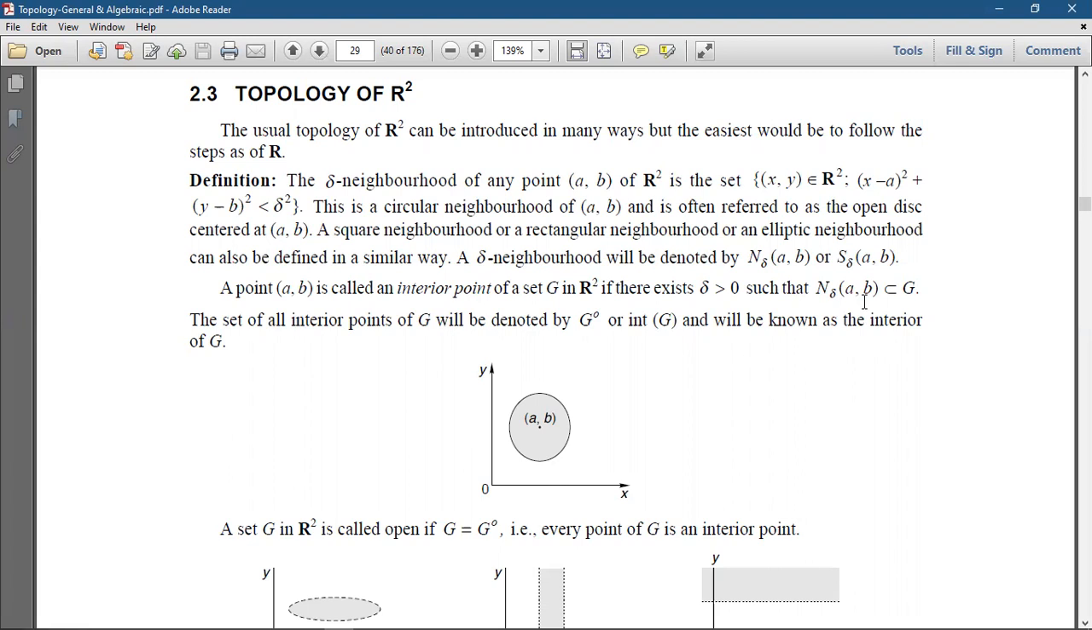The set of all interior points of G will be denoted by G interior, as denoted earlier, or interior of G, and will be known as the interior of G. This is the figure for any point (a, b). This is the origin, this is the x-axis, and this is the y-axis, and this is the circle, that is (x minus a) whole square plus (y minus b) whole square is less than delta square. The radius of the circle is delta.